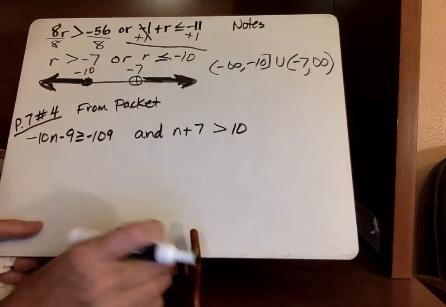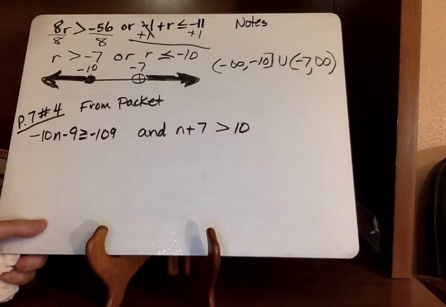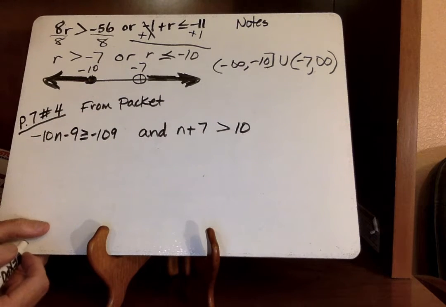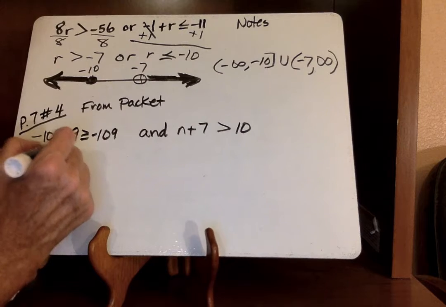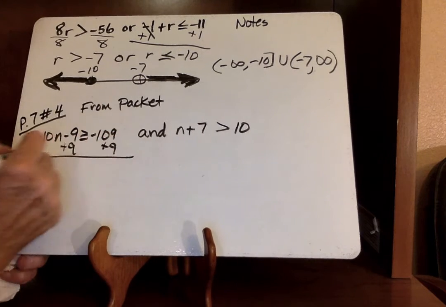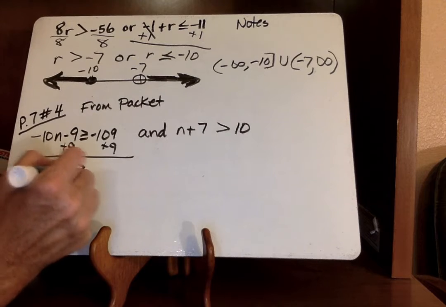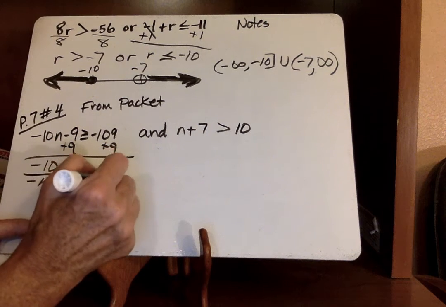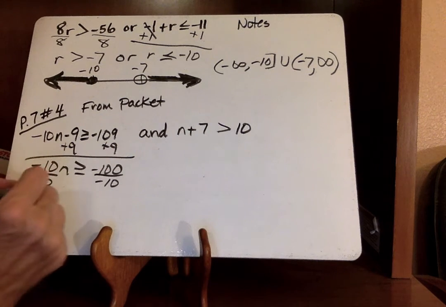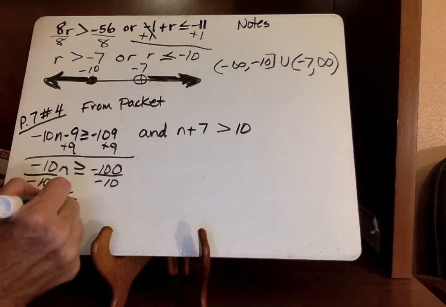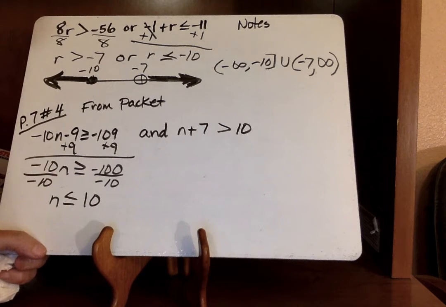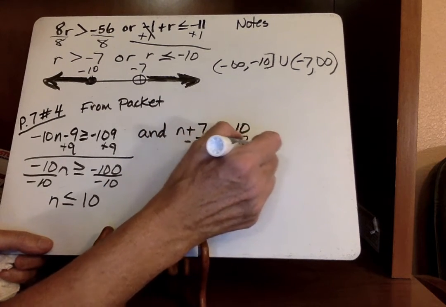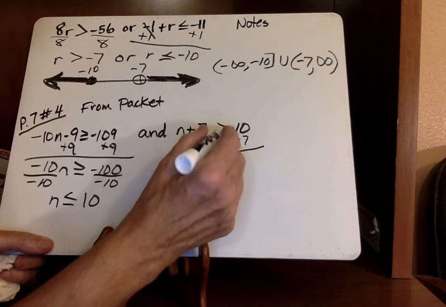Okay, now we're going to do one from the packet. Negative 10n minus 9 is greater than or equal to negative 109, and then that equation right there. So I'm going to solve for n. I'm going to add 9. Negative 10n is greater than or equal to negative 100. Divide by negative 10. Divide by negative 10. And, something going off. I divided by a negative, so I've got to switch the sign. N is less than or equal to 10. Okay, now we're going to solve this. Minus 7, minus 7. N is greater than 3.